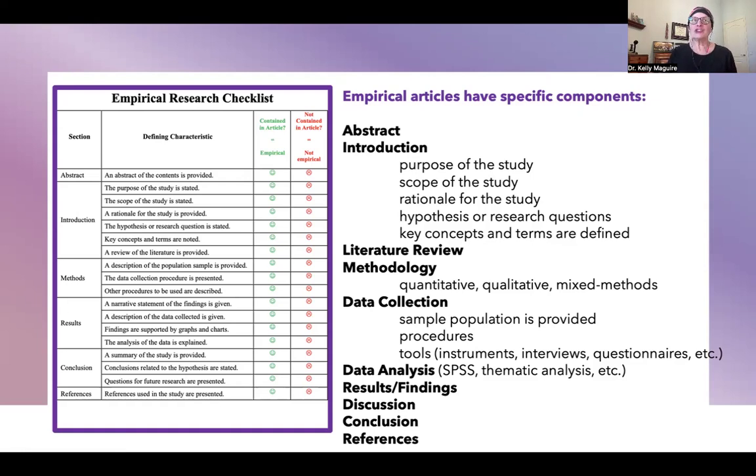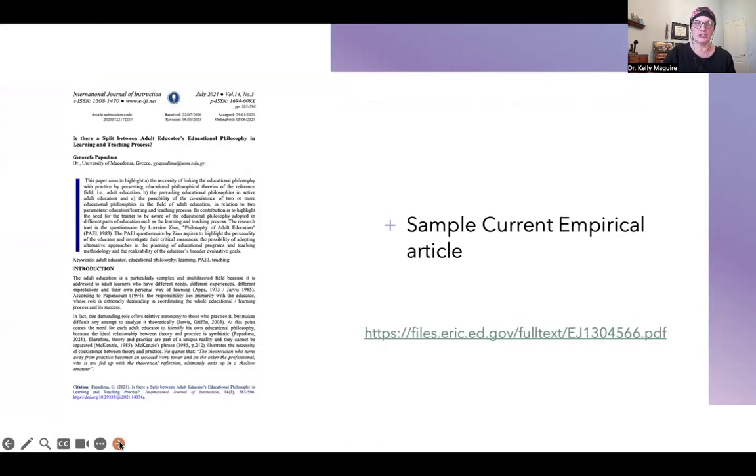The discussion is where the author starts to talk about the results of their study compared to the literature that's already out there. So they start saying, our research found this, and that's similar to the research of so-and-so. There will be a conclusion where they wrap everything up, and then they'll have references. So this is what constitutes an empirical study. This is what you're going to want to have for your DQs, essays, and dissertation.